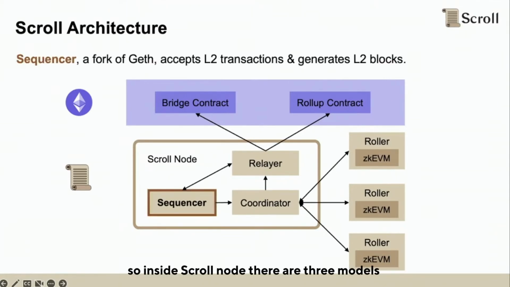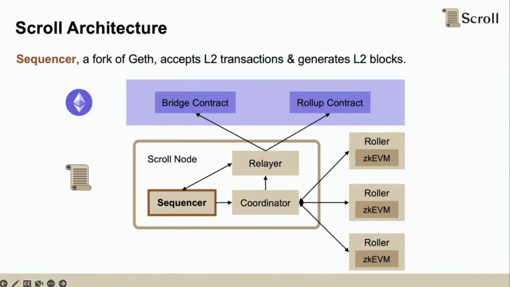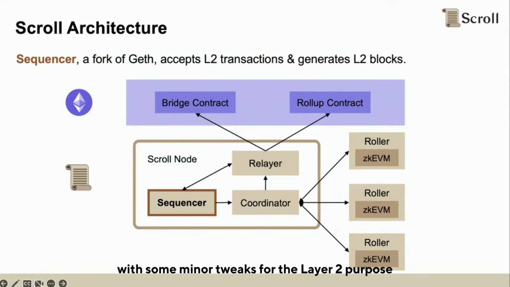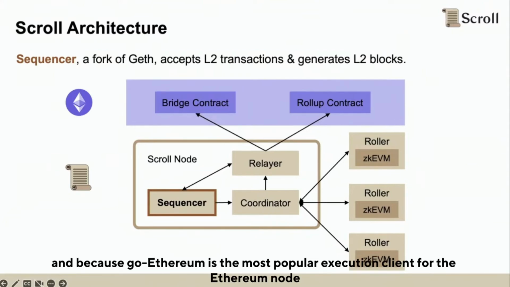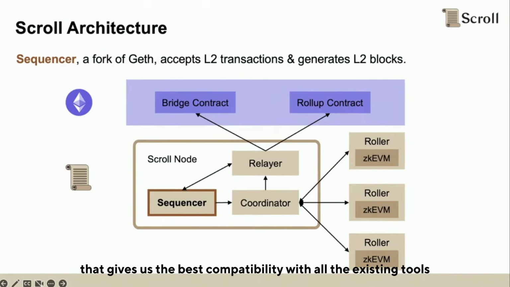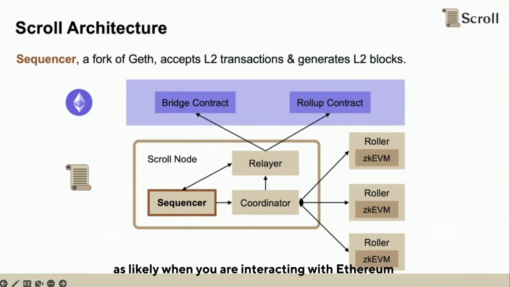Inside the Scroll node, there are mainly three modules. The sequencer processes the layer 2 transactions, generates layer 2 blocks, and also processes any RPC requests. Our sequencer implementation is a fork of the Go Ethereum implementation with some minor tweaks for the layer 2 purpose. Because Go Ethereum is the most popular execution client for Ethereum nodes, by directly forking it, we get the best compatibility with all of the existing tools, and all the RPC interfaces are the same as when you interact with Ethereum.